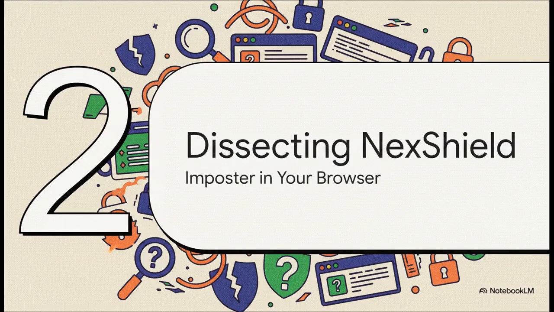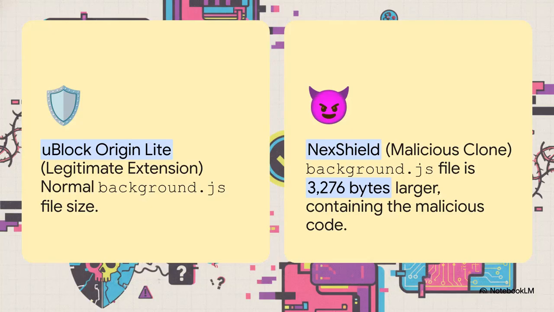So, what's actually going on inside this malicious extension? That brings us to part 2, where we're going to dissect NexShield and find the imposter hiding right there in the browser. So here's the thing. NexShield wasn't built from scratch. It's actually a nearly perfect clone of a very popular, very legitimate extension called uBlock Origin Lite. All the files look the same except for one, background.js. And in the malicious version, that file is just 3,276 bytes bigger. A tiny, tiny difference, but that's where all the poison is hidden.